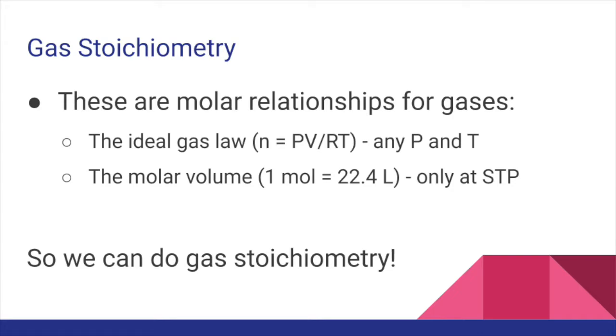Now we have two ways that we can get moles of gas from things like pressure, volume, and temperature. We can always use the ideal gas law solved for n, PV over RT. But when the gas is at STP, we can also use the molar volume relationship. 1 mole is equal to 22.4 liters. Now we can do some stoichiometry to investigate the quantitative relationships between the amounts of reactants and products.